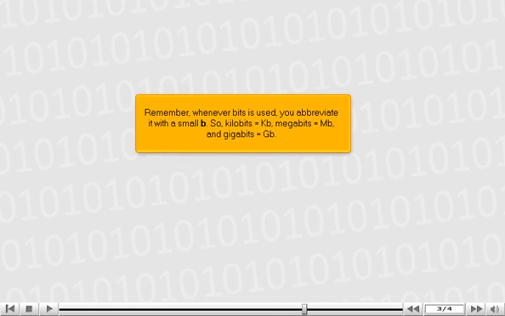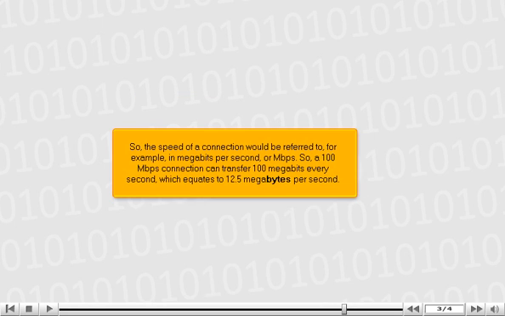Remember, whenever bits is used, you abbreviate it with a small b. So, kilobits equals Kb, megabits equals Mb, and gigabits equals Gb. So, the speed of a connection would be referred to, for example, in megabits per second, or Mbps. So, a 100 megabits connection can transfer 100 megabits every second, which equates to 12.5 megabytes per second.